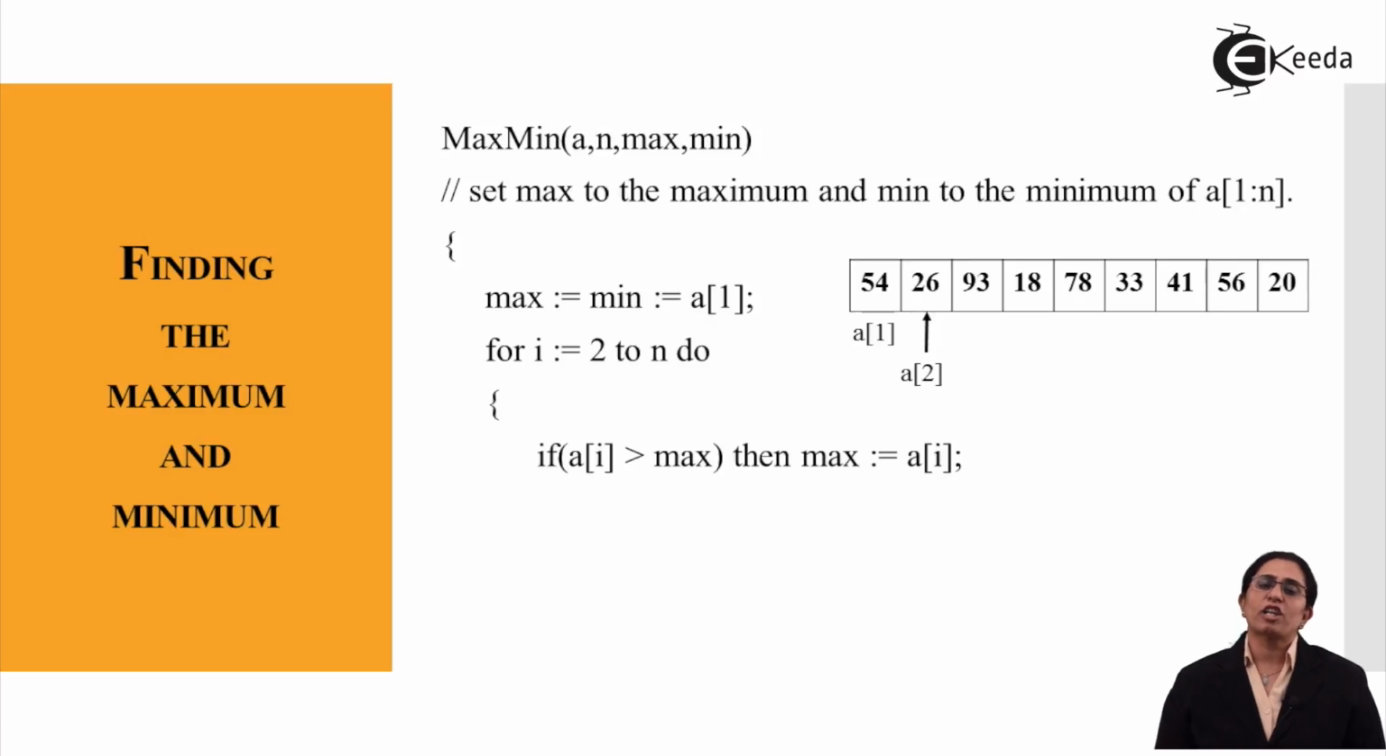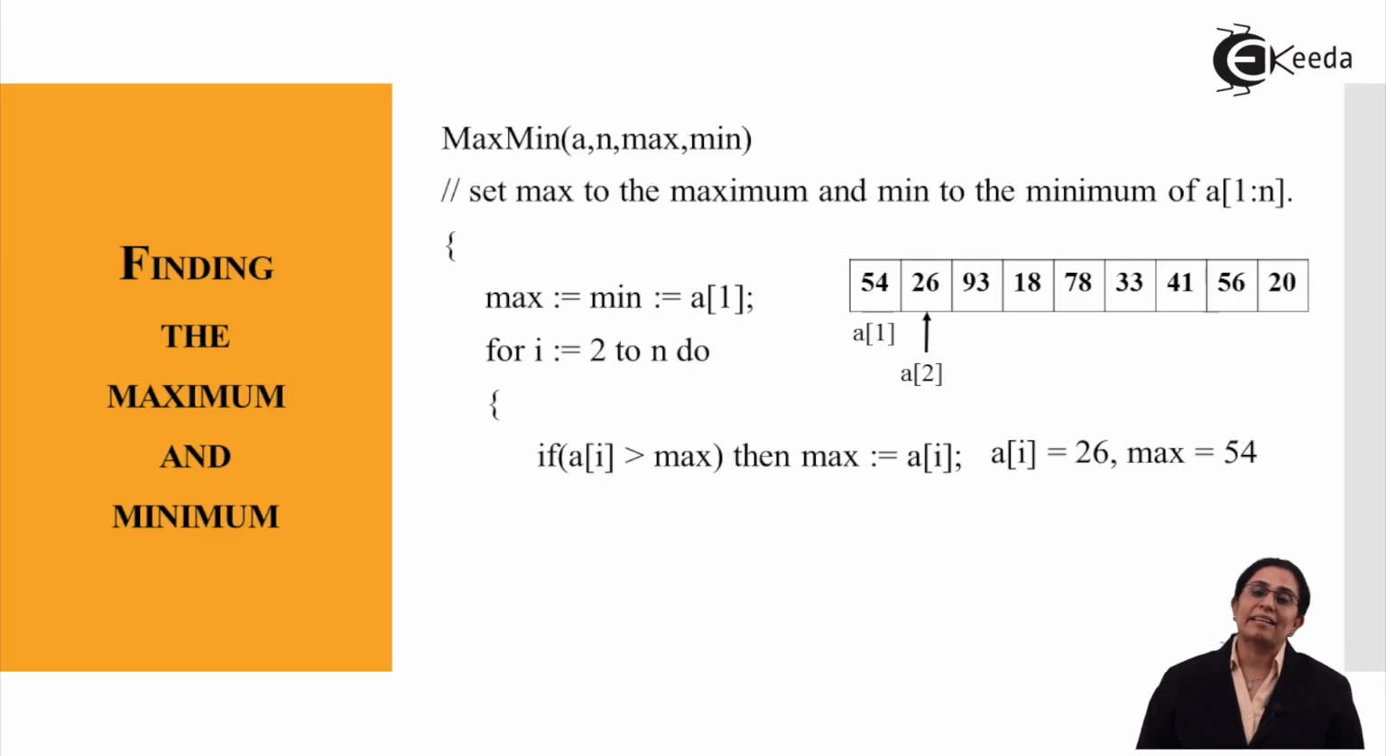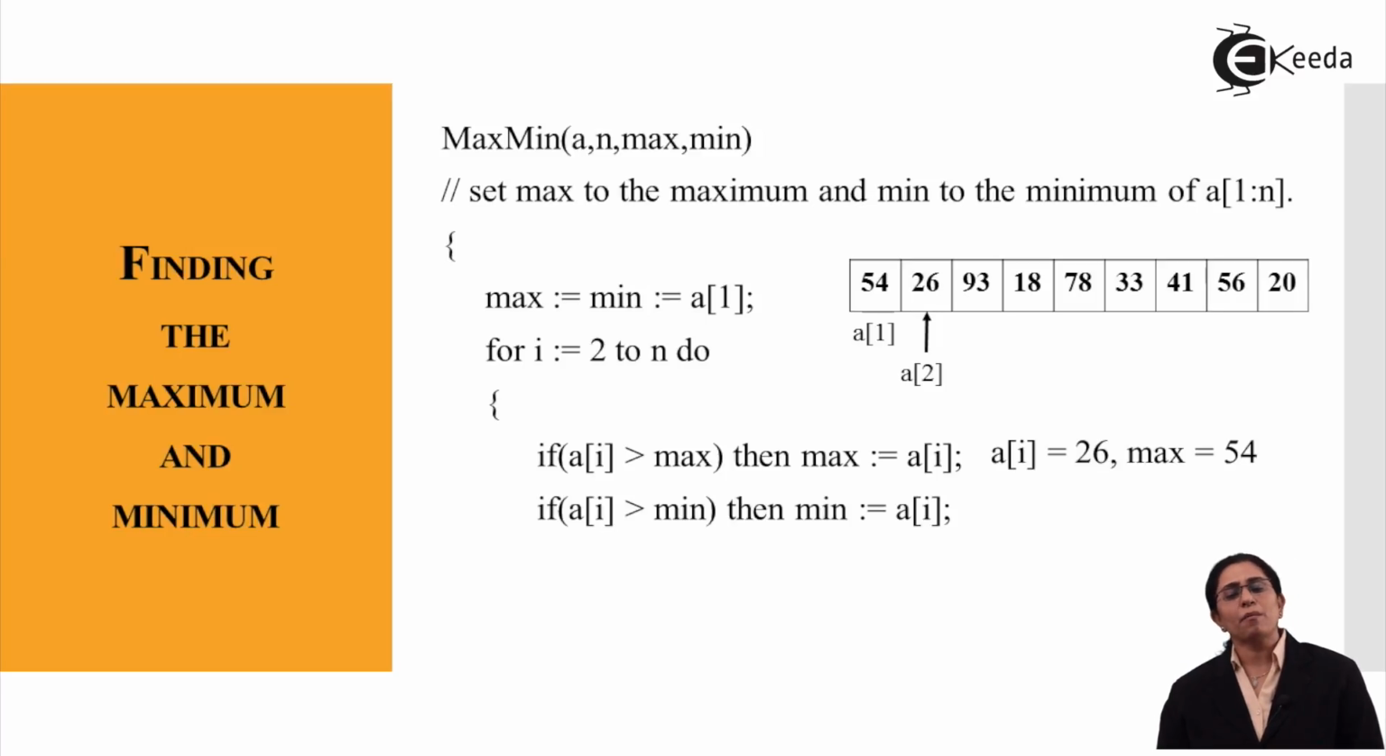So max has the value of 54. You will see a of I has a value 26 and max has a value 54. As a of I is not greater than max, there will not be any assignment statement that will happen. So max remains at 54, and then we check for the second condition, that is if a of I is greater than min, and then min is equal to a of I.